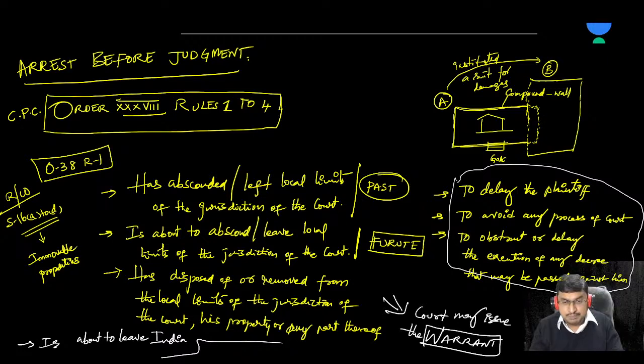Okay, there is a proviso, friends. There is a proviso for this rule, Order 38, Rule 1. The proviso speaks that provided that the defendant shall not be arrested if he pays to the officer entrusted with the execution of the warrant any sum specified in the warrant as sufficient to satisfy the plaintiff's claim, and such sum shall be held in the deposit by the court until the suit is disposed of or until the further order of the court. Therefore, friends, there is a proviso.